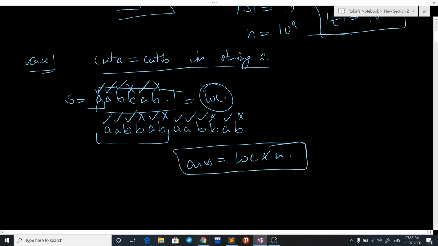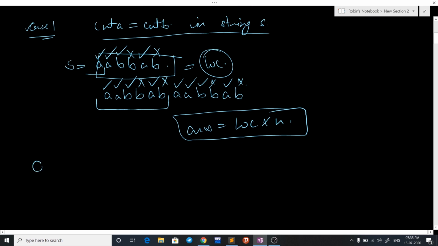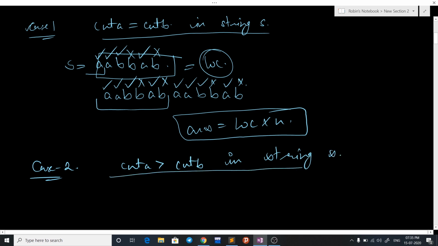So this is the answer when count of A is equal to count of B in the string S. Now let's see case 2. Case 2 is when count A is greater than count B in string S. Now let's see what happens in this case.